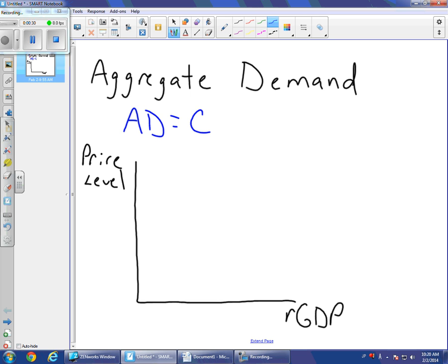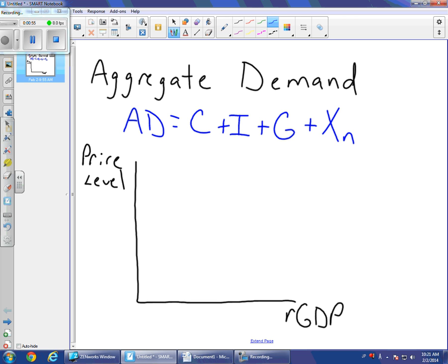Consumers, that's you and I, account for 70% of total spending. Businesses who make investments in new capital, the government, and finally foreigners who purchase our products, and we calculate through net exports.